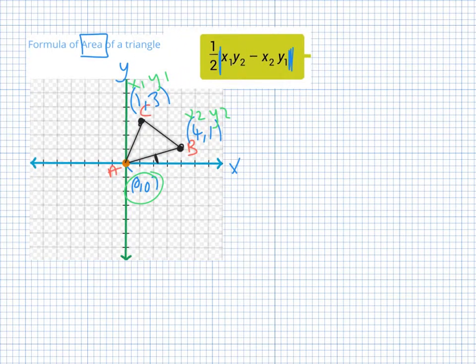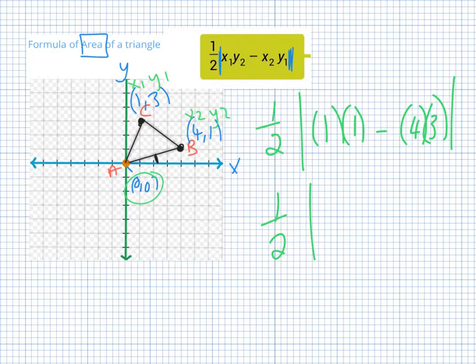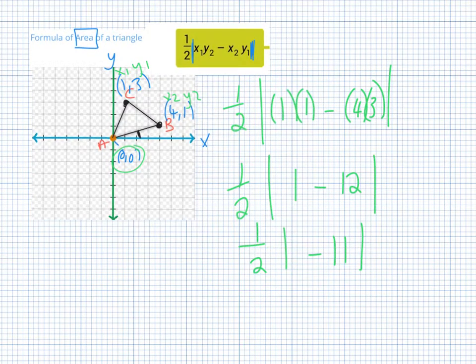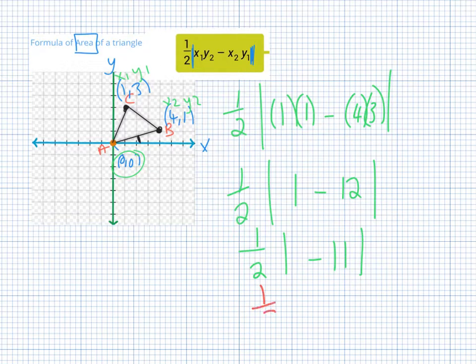So in this case I'd go, it is half of x1, which is 1, times y2, remember that means multiply, minus x2, which is 4, times y1, which is 3. And so that would become half, 1 times 1 is 1, minus 12. So in this case, I'm going to get half of minus 11. But remember, the modulus means it can only ever be positive. So in this case, it would be half of 11. And you might say the area of that is 11 divided by 2, which in this case is 5.5. And we do say it is units because we don't know if it's meters, centimeters, millimeters, so it's units squared.